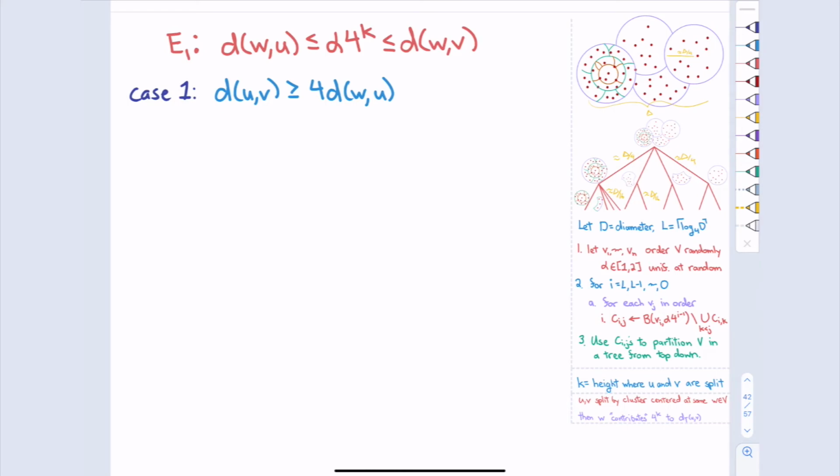Okay, so just choose any k that satisfies E1. So we're going to analyze the contribution in this case. Okay. All right, so what do we know? We know that 4^(k+1), right?